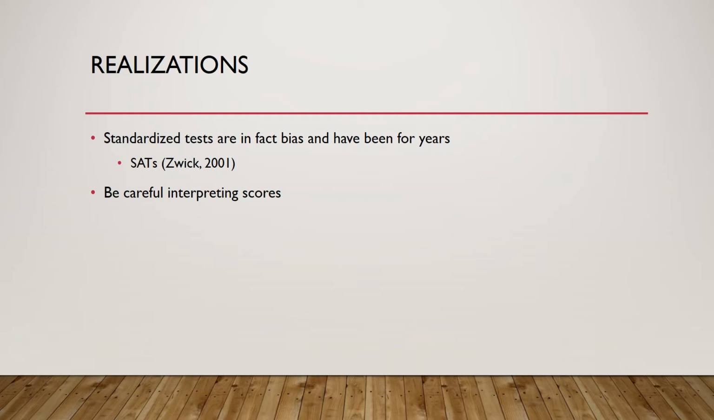And similar results were shown based on socioeconomic status. So students from a lower socioeconomic status oftentimes had lower scores. So that tells you that there's some bias in that test as well. And I think the other big realization was that we need to be careful interpreting scores of standardized tests. The score that a student achieves is not the be-all, end-all, but instead really just part of a larger picture of who they are in their academic life.